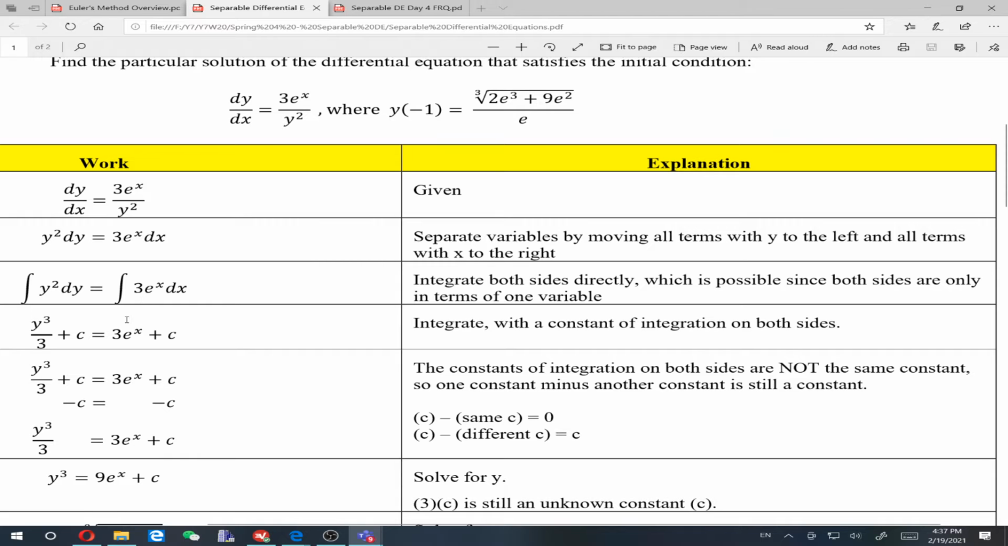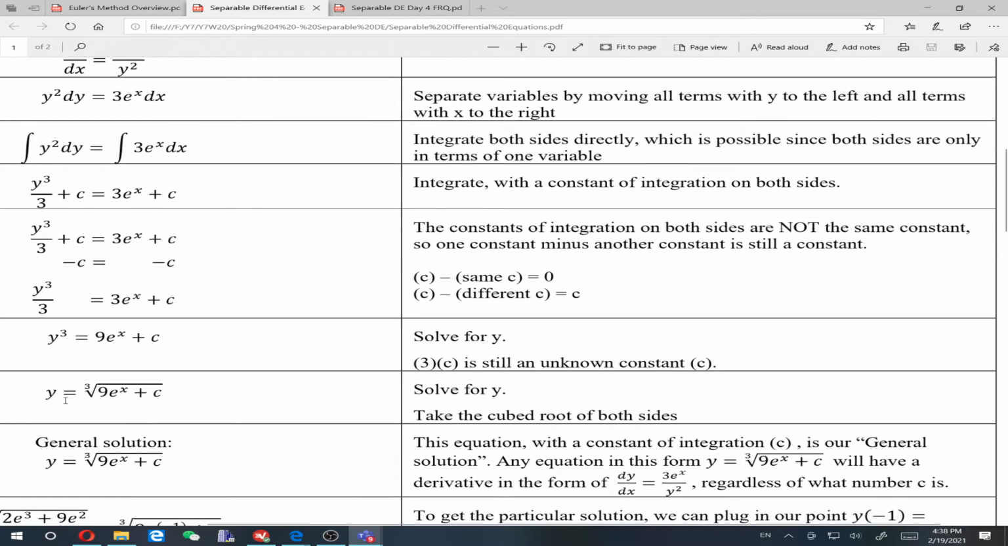Okay, that leaves us with plus c's on both sides, but because they're both constants we have not solved for yet, we can combine those. So c minus c will not give us 0, c minus c will still be some constant since they're not necessarily the same constant value. Okay, then I can solve for y, and that gives us a general solution.